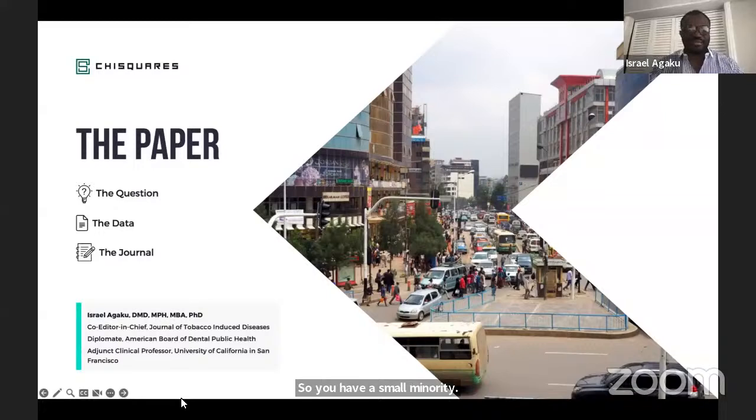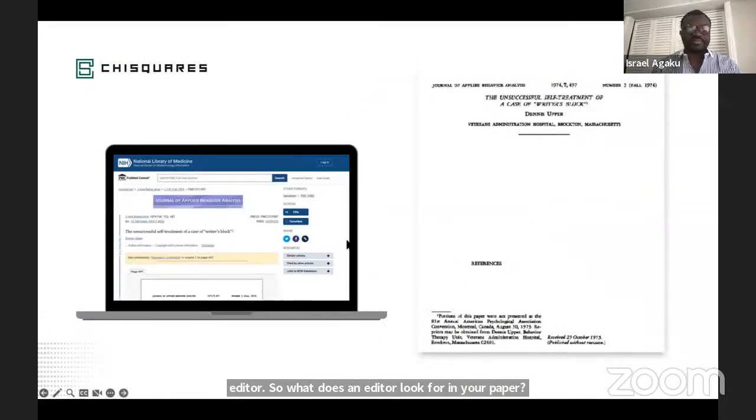All right, well noted. We'll go through the anatomy of a manuscript and how to structure a paper. And I'm going to present in the context of a journal editor. So what does an editor look for in your paper? That's the context through which we will frame this.